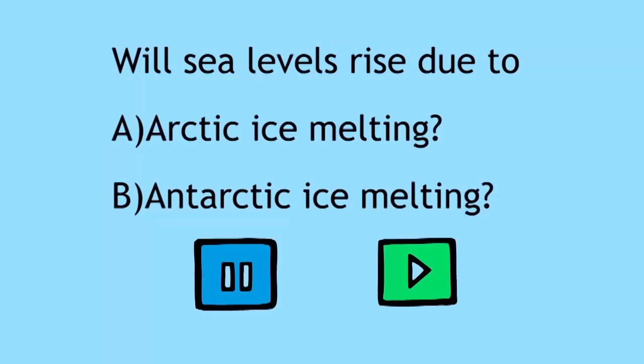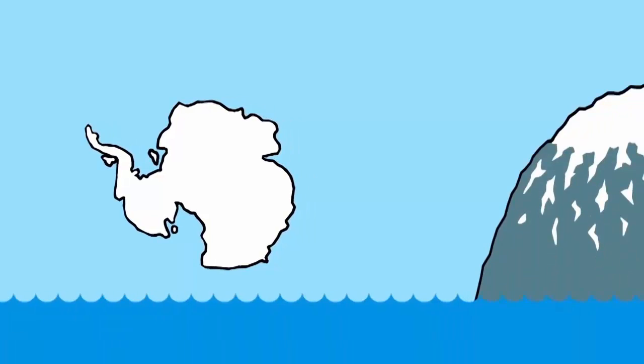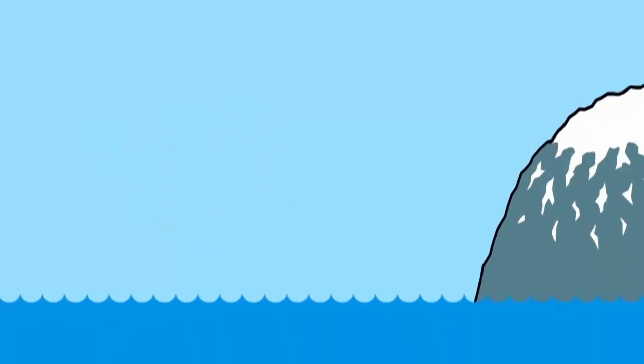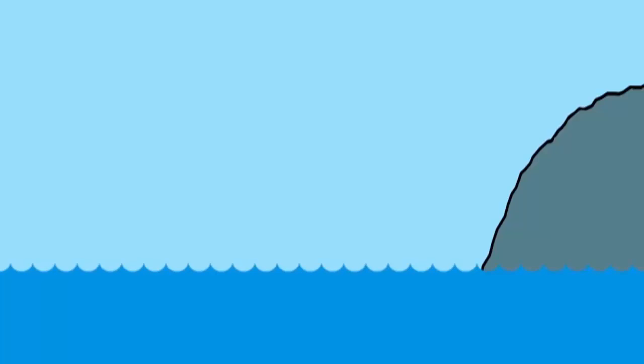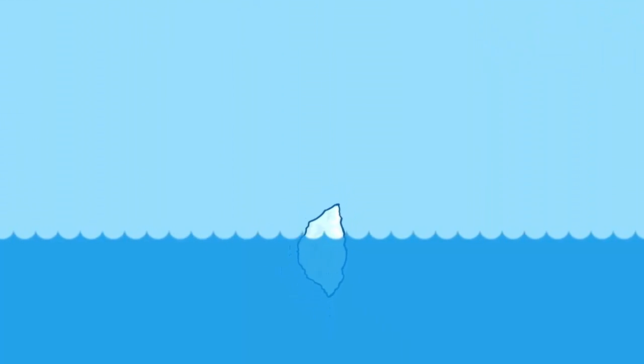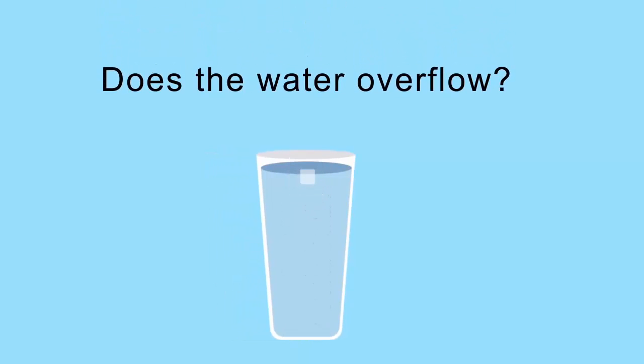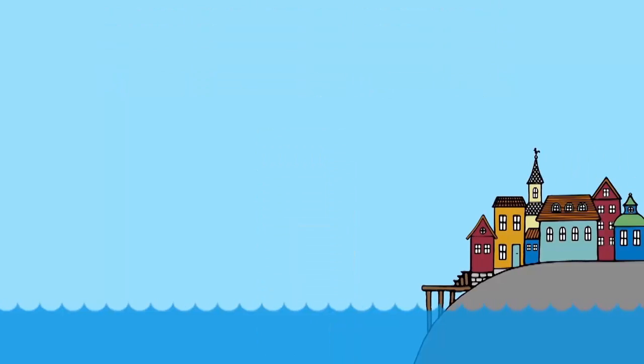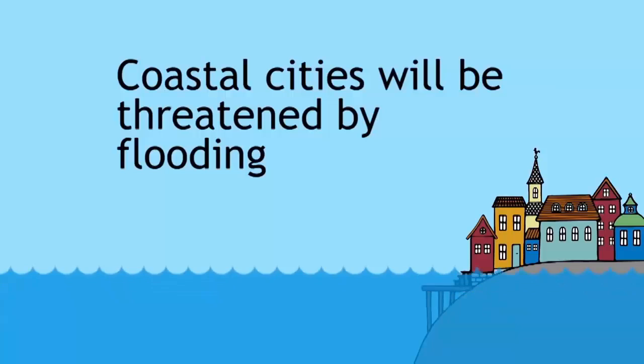Pause the video and think. Well, Antarctic ice, like mountain glaciers, is above ground, and if it melts, it will add water to the oceans. But the ice floating in the North Pole will simply contract into the space it displaced, and the sea level will not change. You can try this by floating an ice cube in a completely full glass of water. Does the water overflow as the ice melts? Try it.